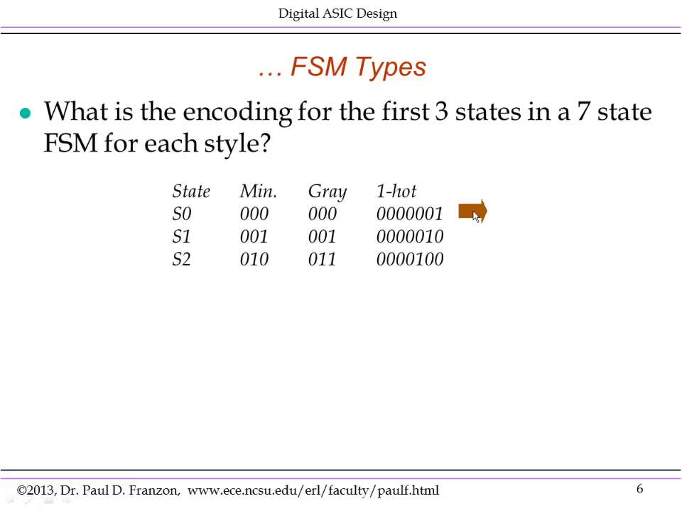So state S0, that's flip-flop 0. State S1, that's flip-flop 1. Correction: state S2, that's flip-flop 2. And so on. State S7 would be flip-flop 7 containing 1 and everything else being 0.